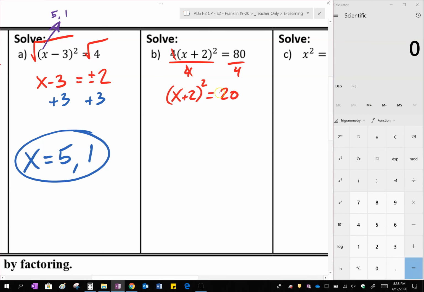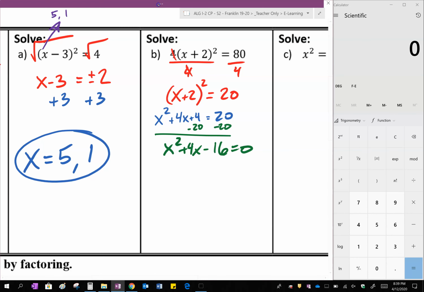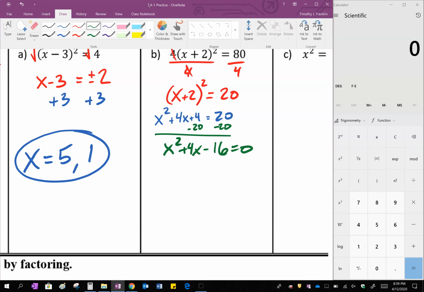So let's go ahead and multiply this out. x squared plus 4x plus 4. And then we'll go ahead and subtract 20 from both sides. So x squared plus 4x minus 16 equals 0. Okay. Now we think, let's try for factoring. Can we factor?